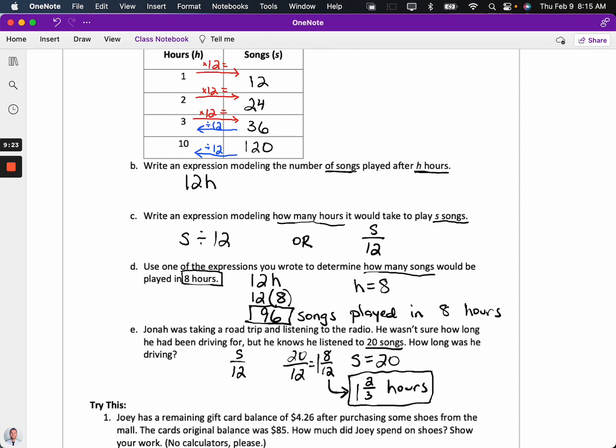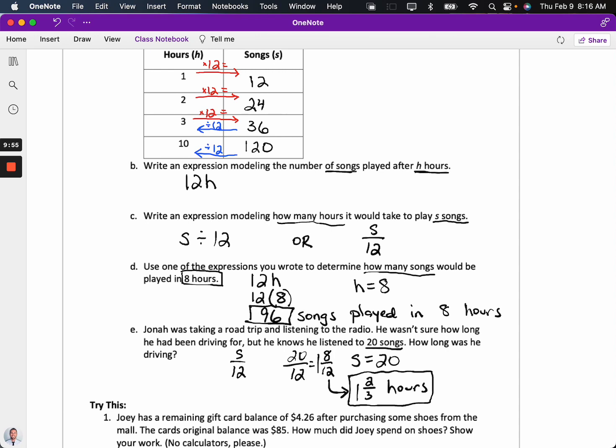All right, so in this video, we took a look at how to look at the problem, using that table to analyze what's going on, and then looking at our table of information and writing expressions that model that. Anytime there's a relationship that exists in a table, we can write it two ways. We can write it from left to right, and then the inverse is going to be from right to left. So from H to S, we were multiplying by 12. We could also say that from S to H, we're dividing by 12.